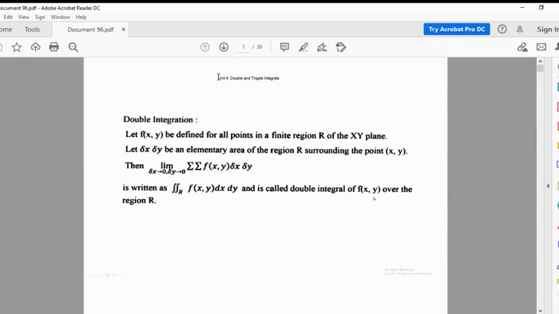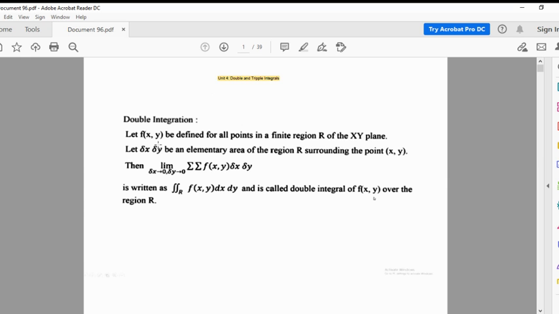आज आपण शिकणार आहोत चॅप्टर नंबर 4, डबल अँड ट्रिपल इंटिग्रल्स. This is the last chapter of first course, calculus of several variables. Now we start the definition of double integral.